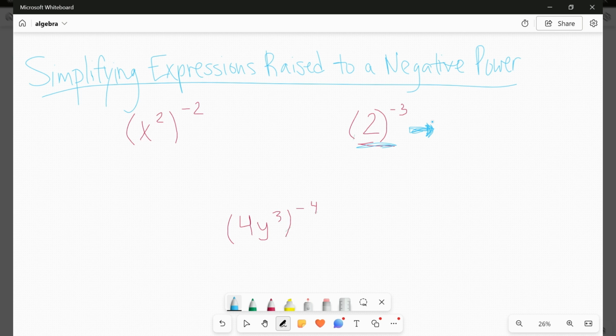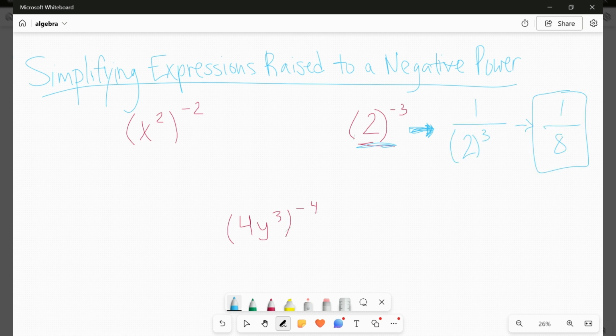We have 2 to the negative third power. So remember we said if we have a negative exponent, we can just move it down to the bottom. So this is the same thing as writing 1 over 2 to the third power, which we know is 1 over 8. And that's our answer. So it's not too bad. It's really just doing the same thing as if the exponent were positive and just moving that down to the bottom. 1 over that number.